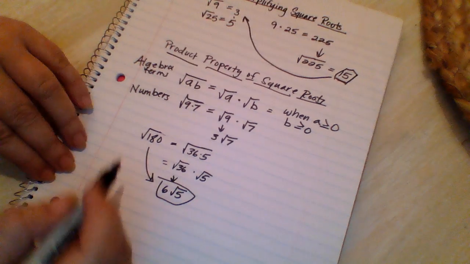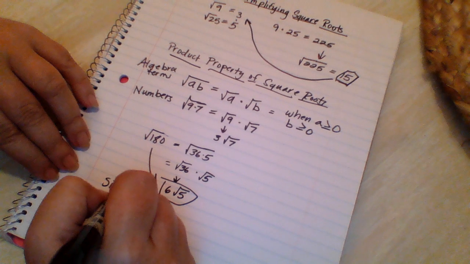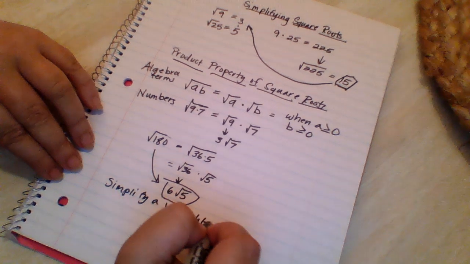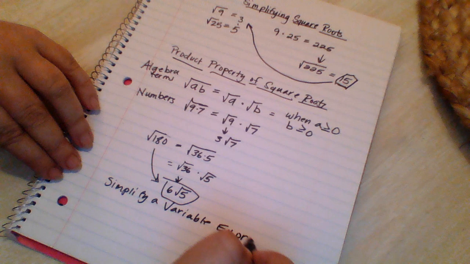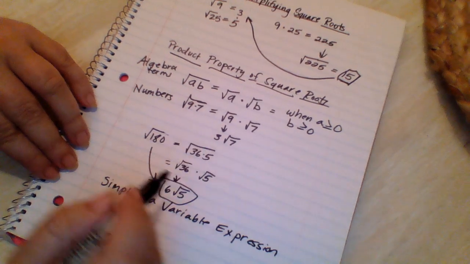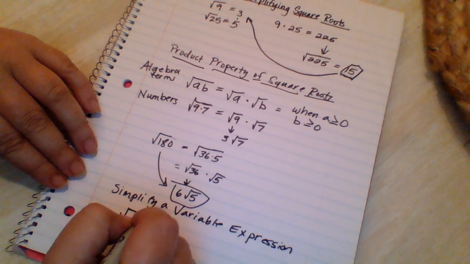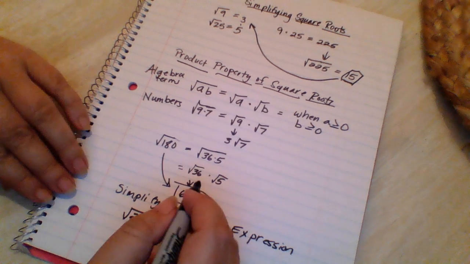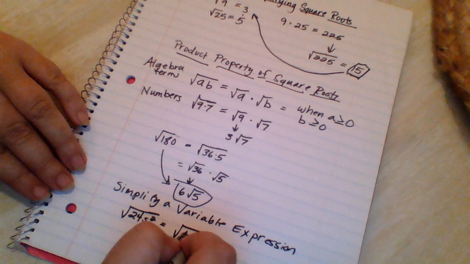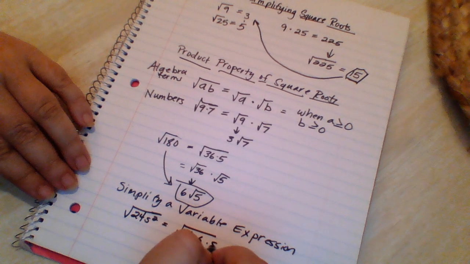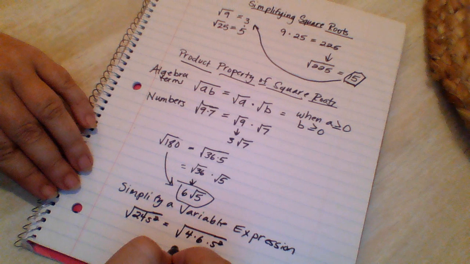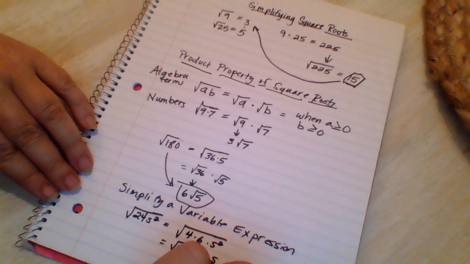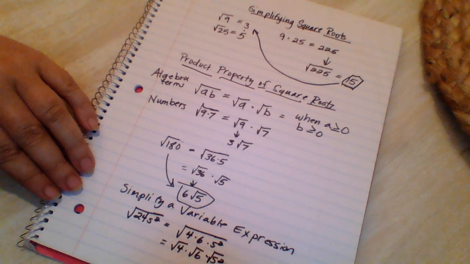Okay? Now, if we simplify a variable expression the same way, it's just saying if we have a variable underneath our radical sign, how will we do that? Let me give you an example. If we have the square root of 24 s to the second power, that is the same thing as 4 times 6 times s squared, then that can be broken down into the square root of 4 times the square root of 6 times the square root of s to the second power.